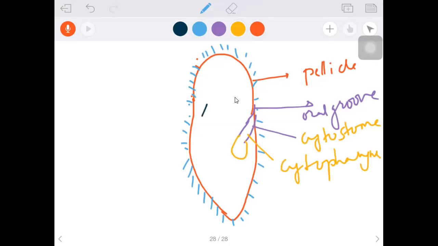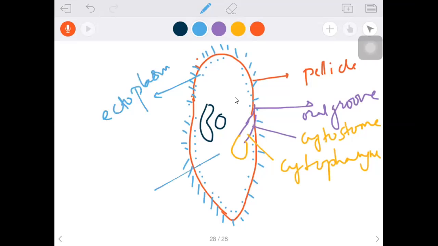Now let me draw the two nuclei here. The larger nucleus is called the macronucleus and the smaller nucleus is called the micronucleus. Then the cytoplasm is divided into two: outer ectoplasm and inner endoplasm. The border I am drawing here. So this outer part we can say is the ectoplasm, and the inner portion is the endoplasm. This is the endoplasm.